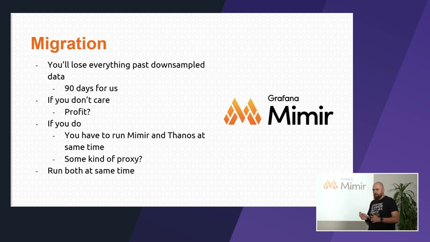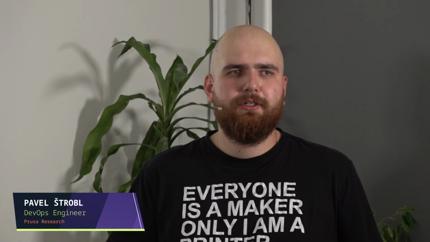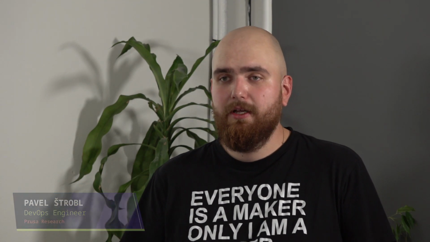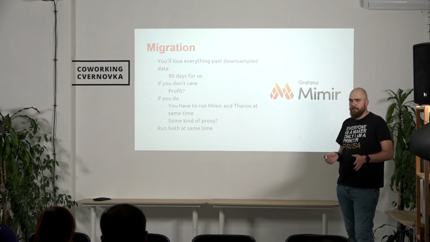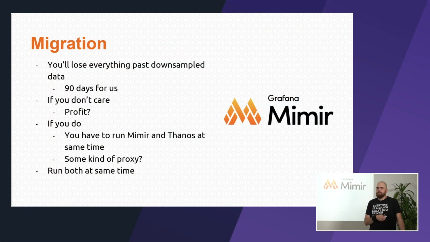You can run both of them and have Thanos only for the old data, with some kind of proxy, I didn't find out if it even exists, that will recognize that you are querying all the data that are on Thanos and all the newer data that are on Mimir. And it will just do some kind of shenanigans to get the data to you. Or you can run both of them at the same time, run them long enough, then just scrap the Thanos and you'll have only the Mimir.